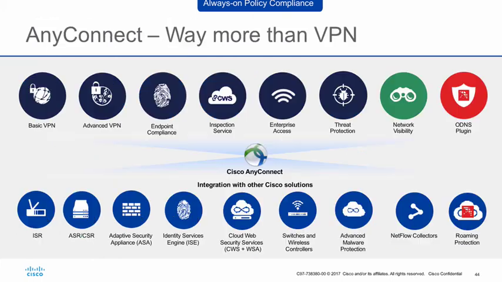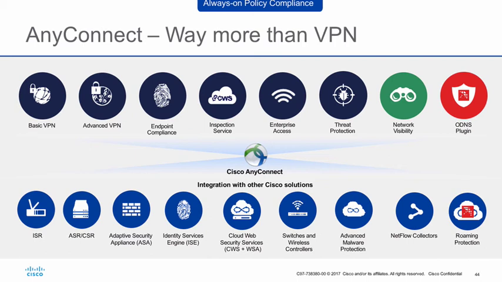Like I said in the beginning of the presentation, AnyConnect does a lot more than just VPN. It does a whole bunch of other stuff. It does endpoint compliance with ISE posture. It does inspection services. It provides access in the fact that it can participate in 802.1X. But it also does threat protection.